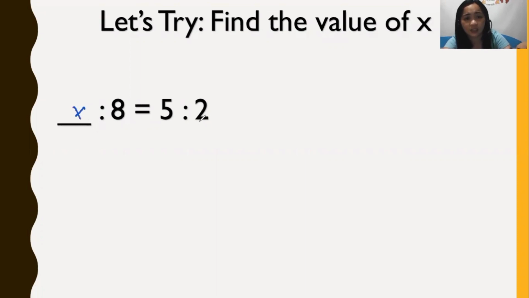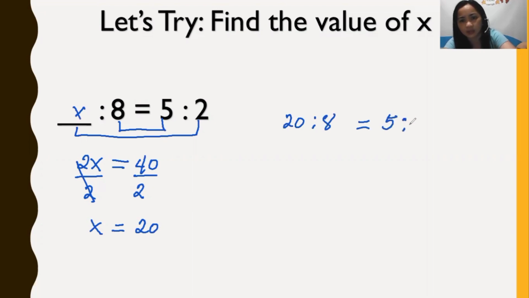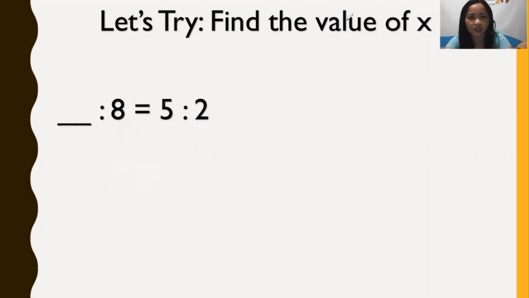We have here x. Now, let's multiply the extreme. We have 2 times x is 2x equals, the product of means, 8 times 5 is 40. So, we divide both sides by 2. Cancel. This will become x is equal to 20. Therefore, this is 20 is to 8 equals 5 is to 2. All right. So that's it for this given. Now let's see the next slide.